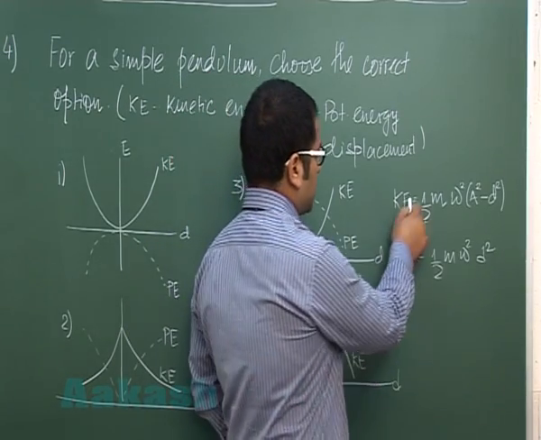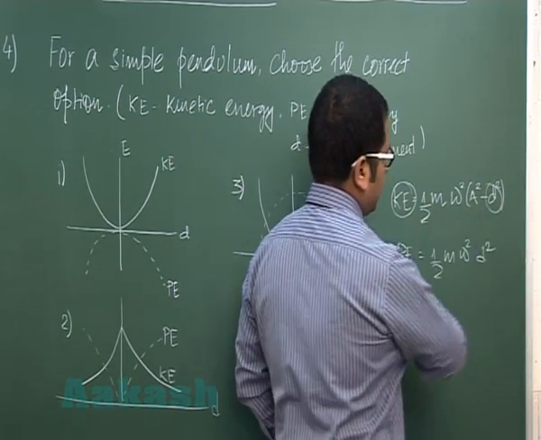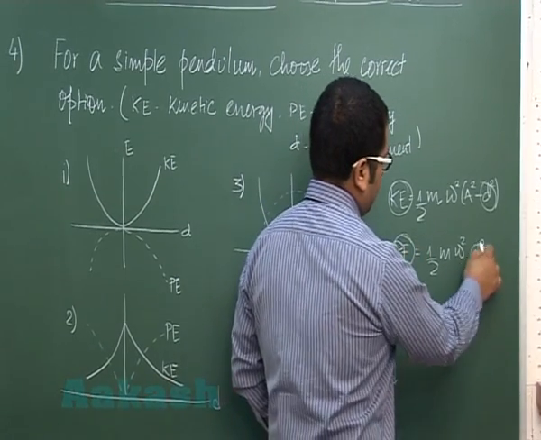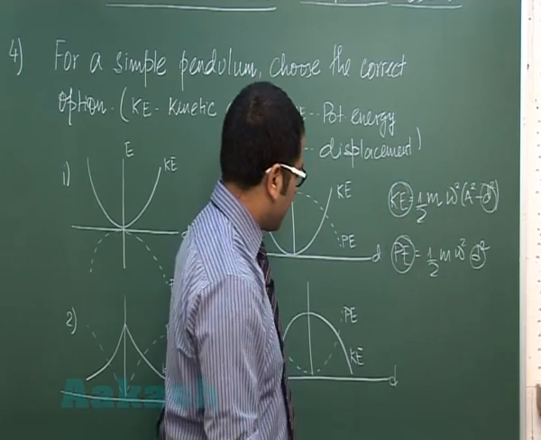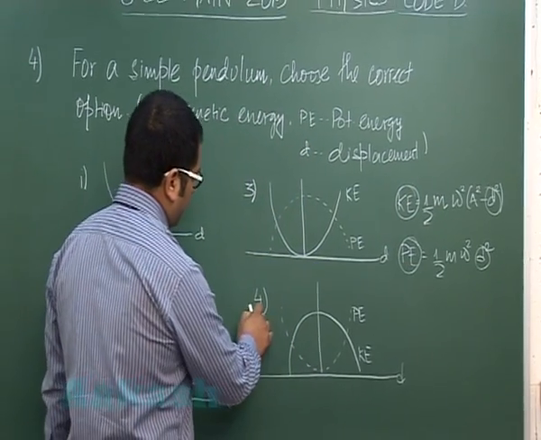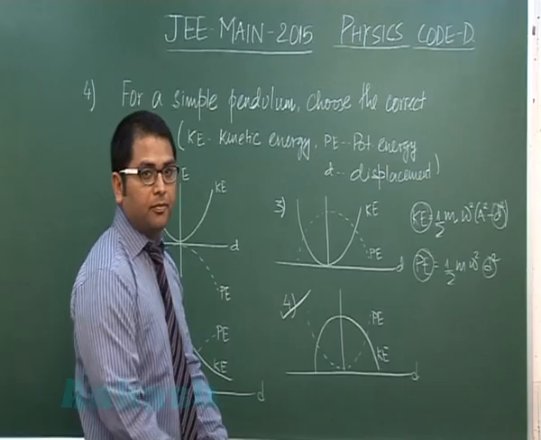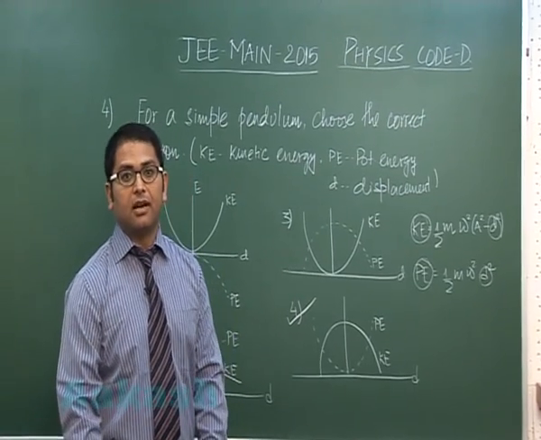Now the variation of kinetic energy and potential energy with d is parabolic in both the cases. This would be an upward parabola, this would be a downward parabola, and that correctly represents option number 4. Now let's move on to question number 5.